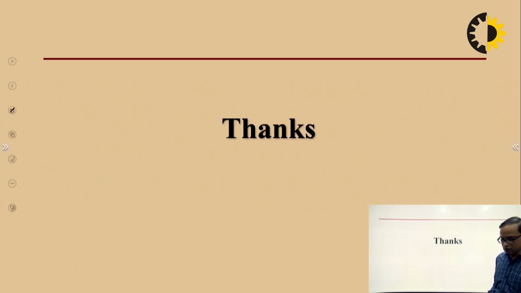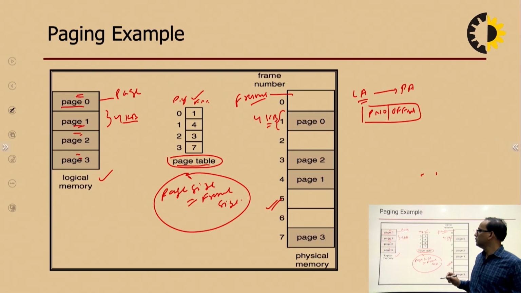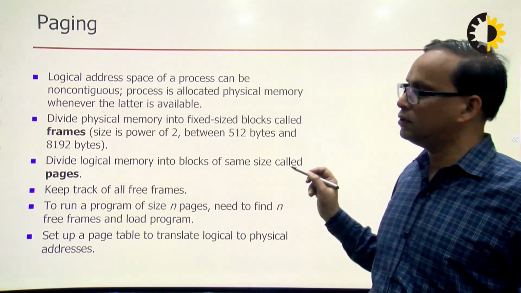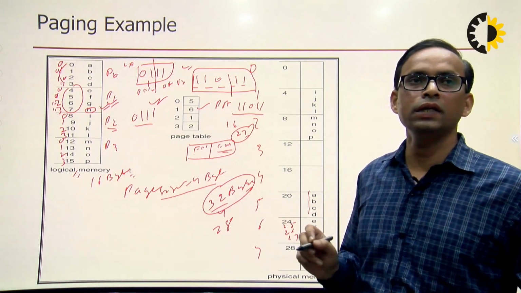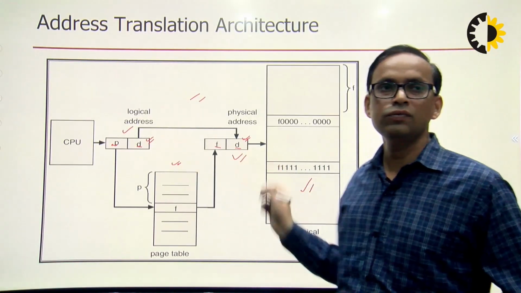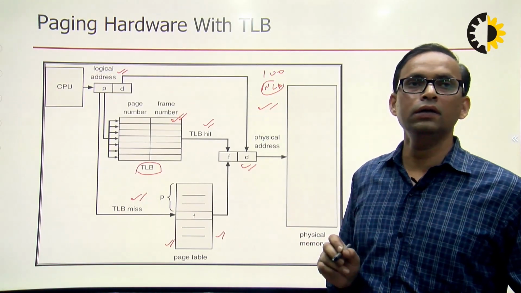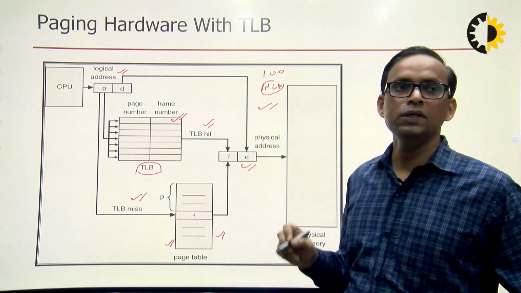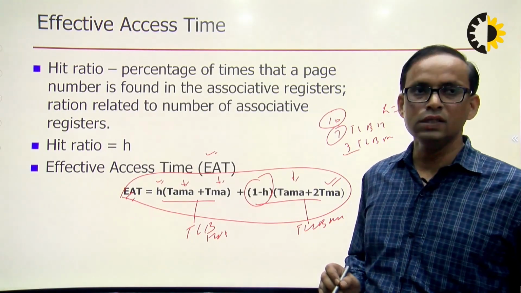Okay, thanks. In this lecture, we have discussed the swapping process and how swapping works. After that, the concept of the paging technique, and how we obtain the physical address in the case of paging. This is the address translation scheme from logical address to physical address. Next, we have shown the TLB, how the paging technique works with the TLB, where the TLB is a kind of associative memory, and how we calculate the effective memory access time. Okay, thank you.